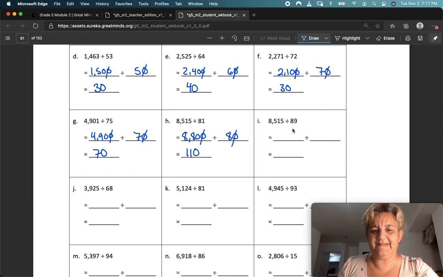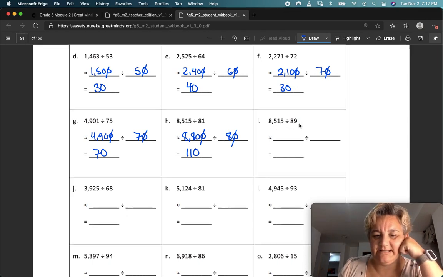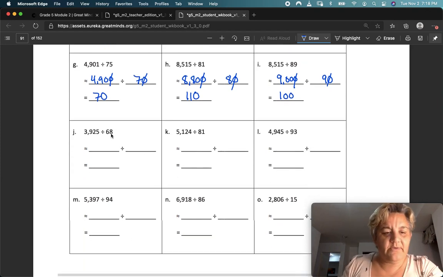This one, they've given us the same number on that side, but now they've given us 89. I feel like they want us to roll up to 90, right? And we could do this. We could go all the way up to 9,000. That would work. Take that from there and that from there. 9 goes into 9 one time. There's 100. That's pretty similar. Okay, 68, I'm going to go 70.